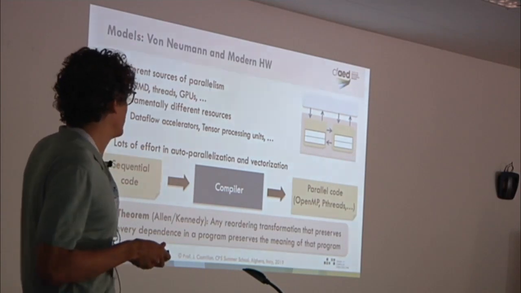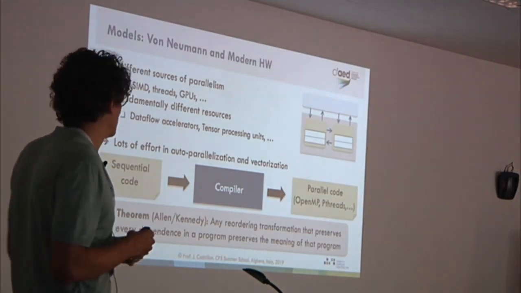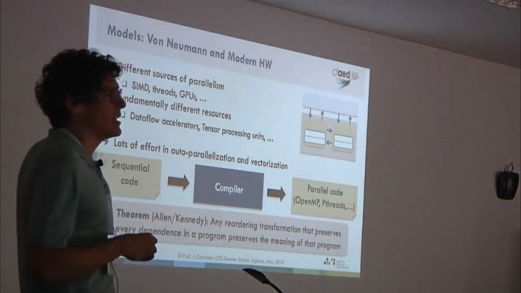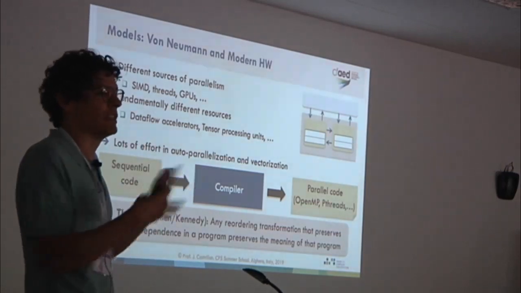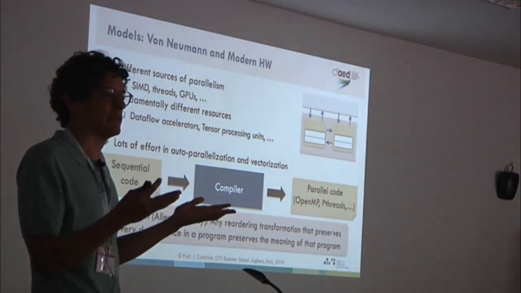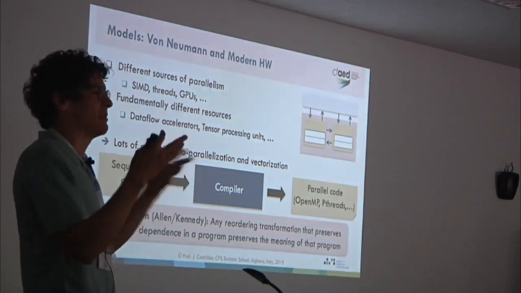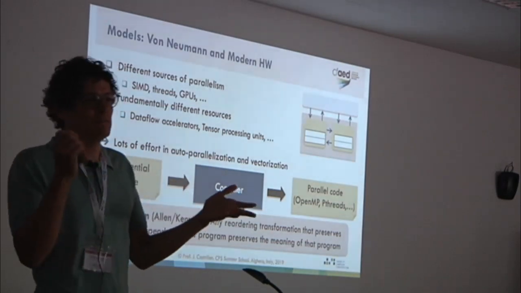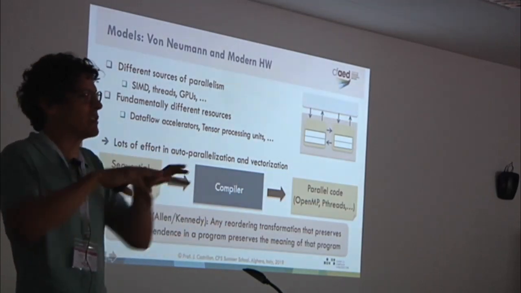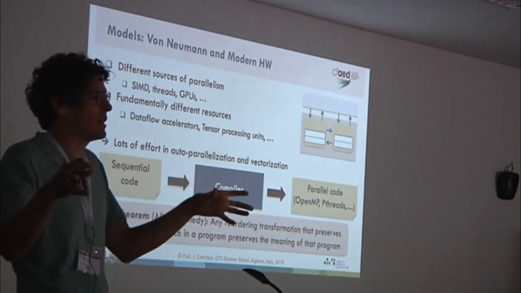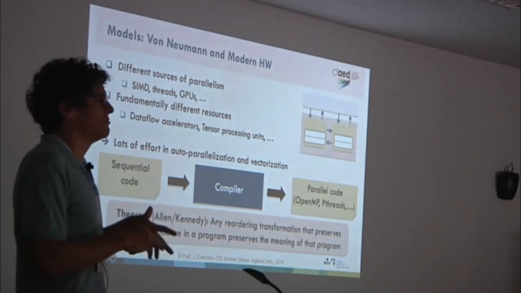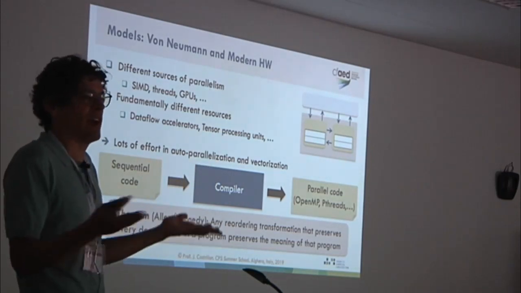So there's a theory in compilers from Allen and Kennedy, who are very respected professors in compilers, and they say any reordering of a program that respects all the dependencies is a valid reordering, right? So it sounds very easy. You just take the program, you check the dependencies, and you can move things around and execute things in parallel, and as long as you don't violate those dependencies, you're fine, right?